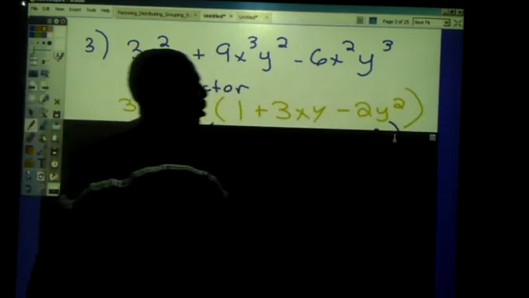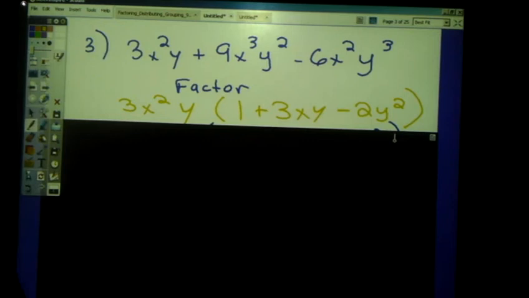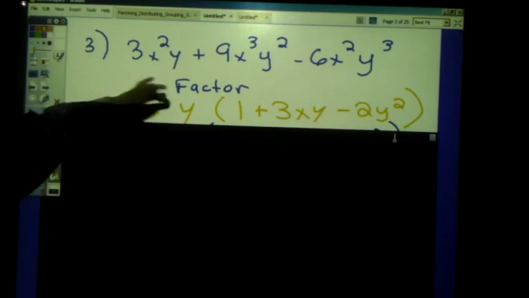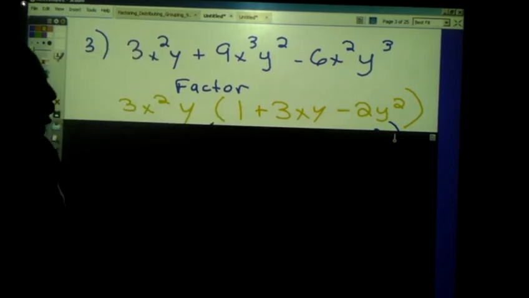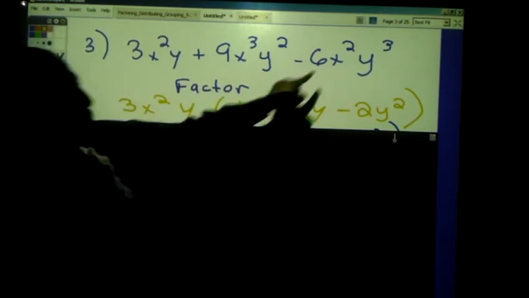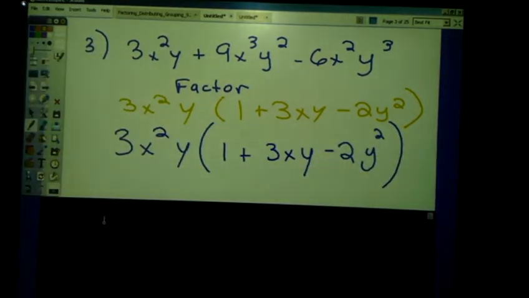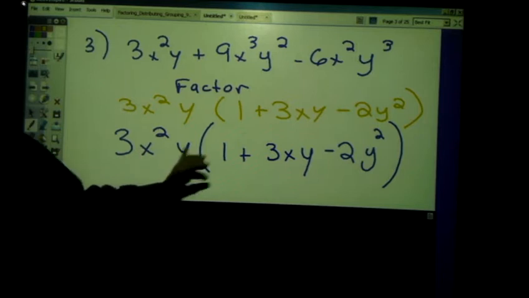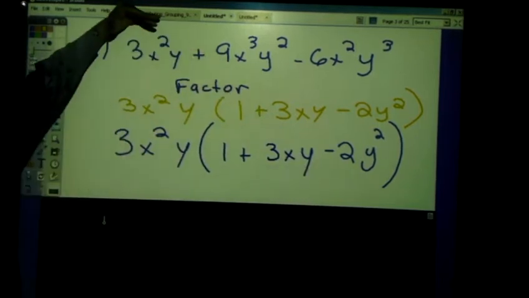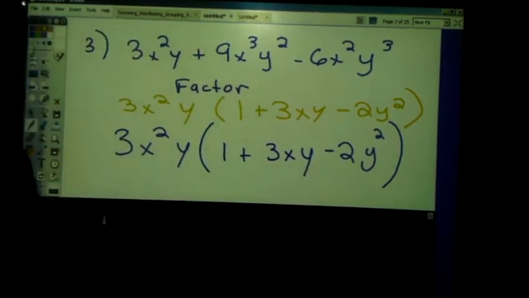Y squared. What I just did is I divided this into this, got 1, divided this into this, got this, and divided the greatest common factor into this and got this. Now, if you want to check it, you multiply this times all 3 of these. And if you get your original problem, that means you did it right. So 3x squared y times 1 plus 3xy minus 2y squared is our final answer for number 3.